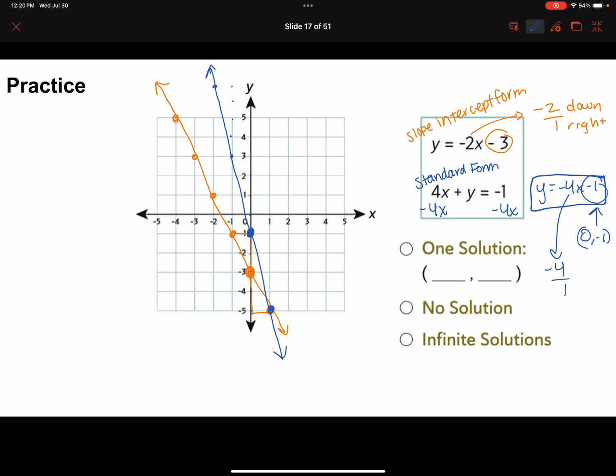So our lines intersect, or they cross all the way down here at the bottom. This is our solution. So our solution is at (1, -5).